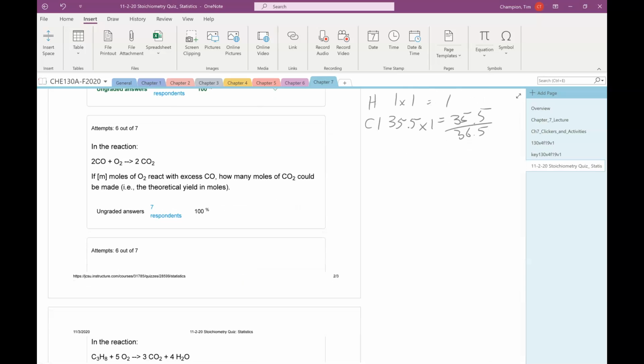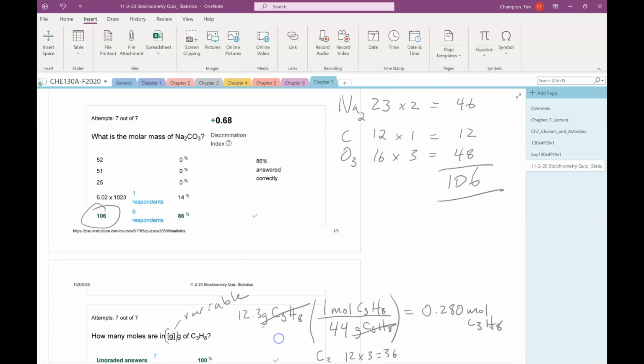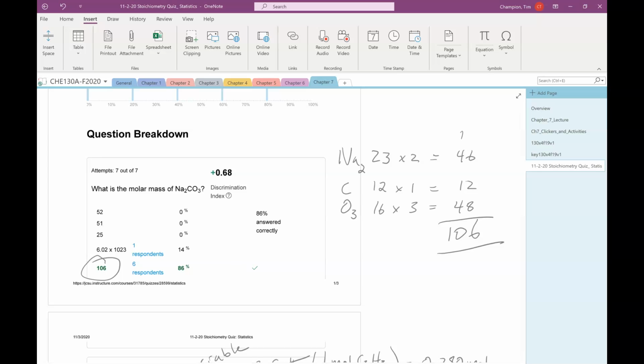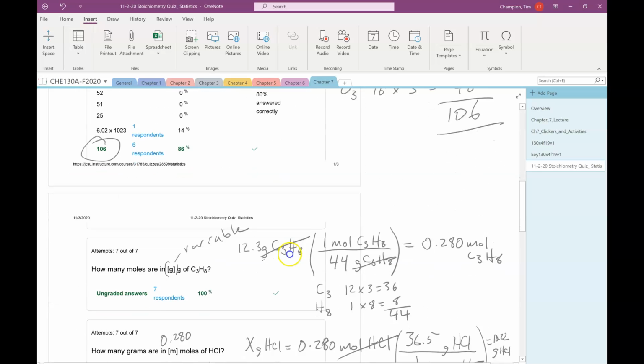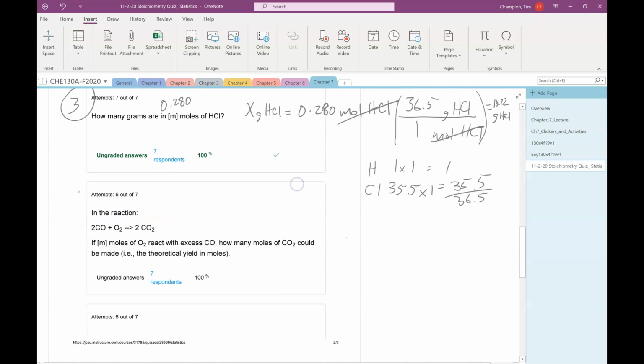Question, whatever the next one is, whatever number we're up to here. So I guess this was 1 here, and then 2, and then 3. So we're getting up to question 4 here on the quiz. It asks you to look at this reaction of 2 carbon monoxides with 1 oxygen to form 2 carbon dioxides.